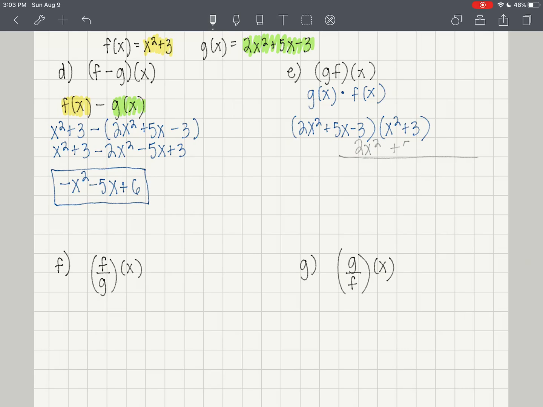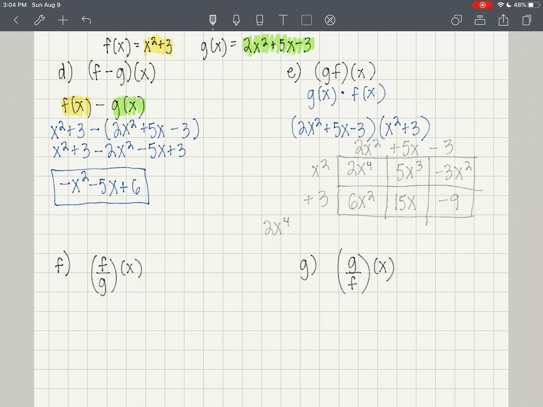So I've got 2x squared plus 5x minus 3, and then down the side I put x squared and positive 3. Then I take x squared times 2x squared is 2x to the 4th. X squared times 5x is 5x cubed. X squared times negative 3 is negative 3x squared. 3 times 2x squared is 6x squared. 3 times 5x is 15x. And 3 times negative 3 is negative 9.